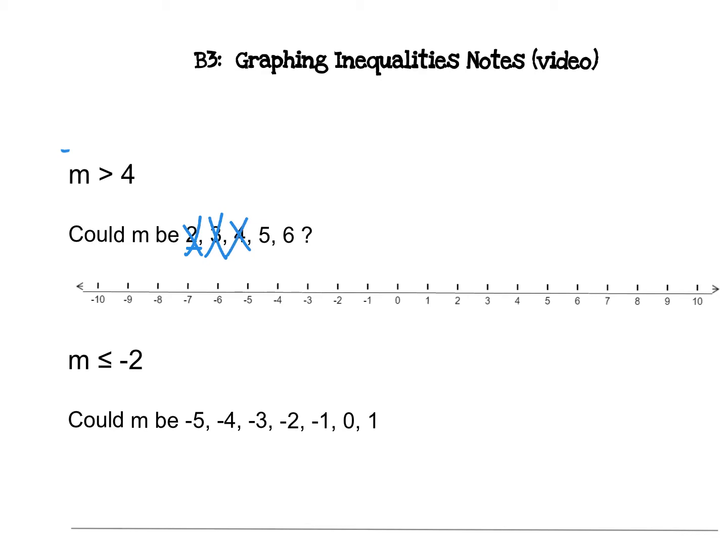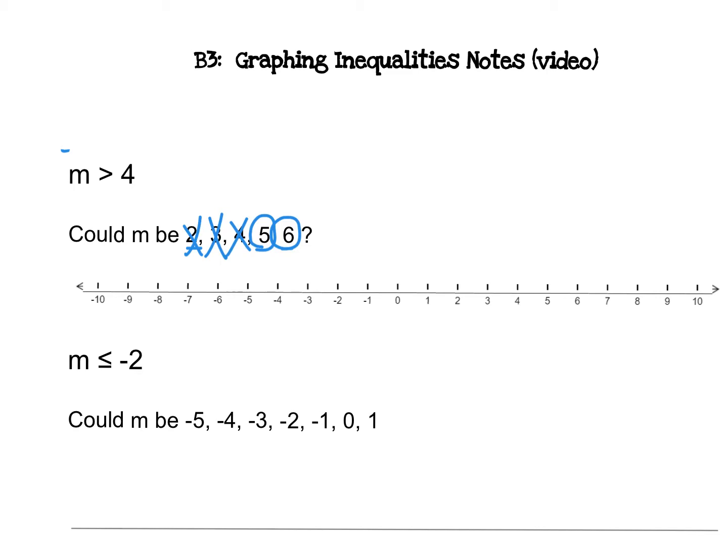Is 5 greater than 4? Yes. So 5 could be a solution. Is 6 greater than 4? Yes. 6 could be a solution. And we could keep going. 7, 8, 9, 10, 100. Those would all be solutions to our inequality, m is greater than 4. There would actually be an infinite number of solutions here.